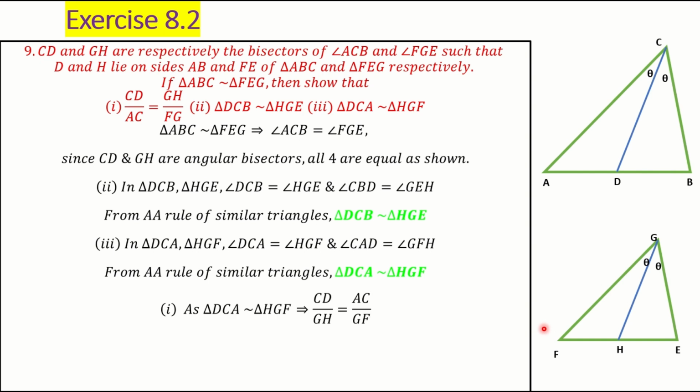Now the first part. Because these two are similar triangles, CD by GH equals AC by GF, right? Then you adjust it: CD by AC equals GH by GF. Okay. That's it. Next.